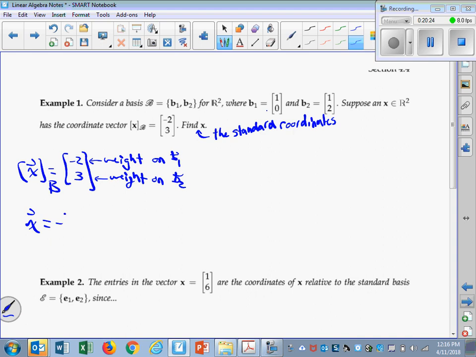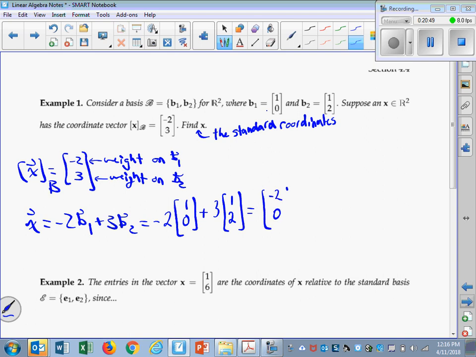Okay, well, let's write out what that means. So we have -2 times b1 and here is 3b2. There we go. And let's see if we can multiply that out. -2, and this one's going to be 3, 6. Add those together, we're going to have 1, 6. Okay, so this is x. We're looking at the vector x right here in standard coordinates. It was almost like it was in disguise over here.